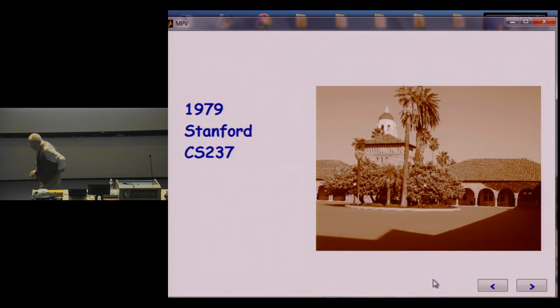1979 was also the year I visited Stanford on a sabbatical, and taught numerical analysis in the computer science department. Half the students were graduate students in numerical analysis. They weren't very interested in MATLAB. They were kind of bored. It wasn't a programming language. It wasn't numerical analysis research.